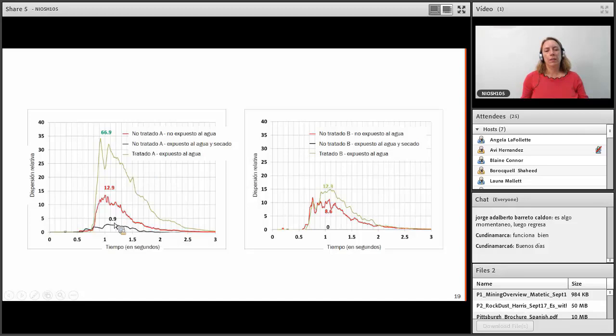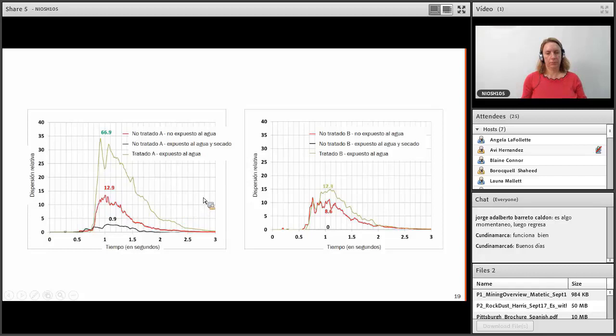However, when it's been exposed to water, such as in the black, after it has dried and been dispersed, there's very minimal dispersion. However, when you treat the rock dust so that it is hydrophobic, it actually has better dispersion than the original.